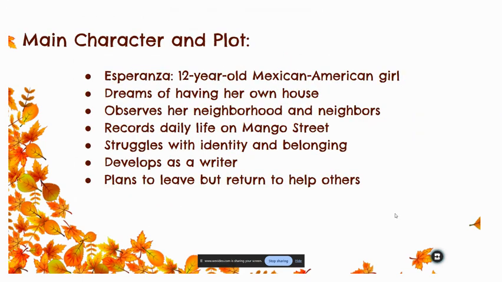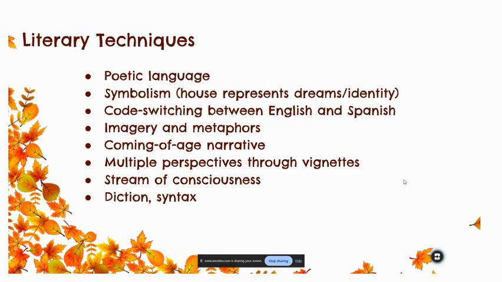The main plot of this particular vignette focuses around Esperanza, a 12-year-old Mexican-American girl. She dreams of having her own house. She observes her neighbors and writes about them. She records their daily lives on Mango Street. She struggles with identity and belonging. She develops as a writer, and she plans to leave but wants to return later to help others.